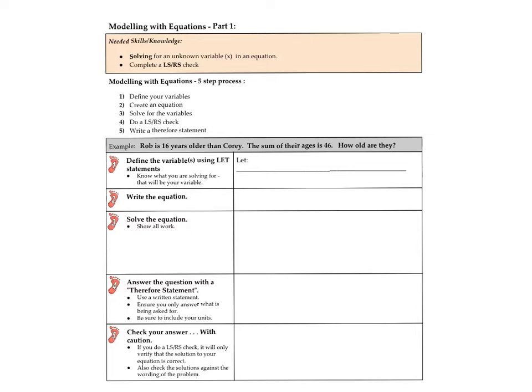Okay, Rob is 16 years older than Corey, and the sum of their ages is 46. How old are they? So our first step would be to define the variables using our let statement. So let's assume let x represent Corey's age.